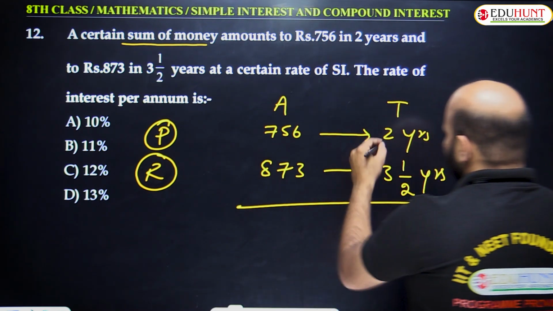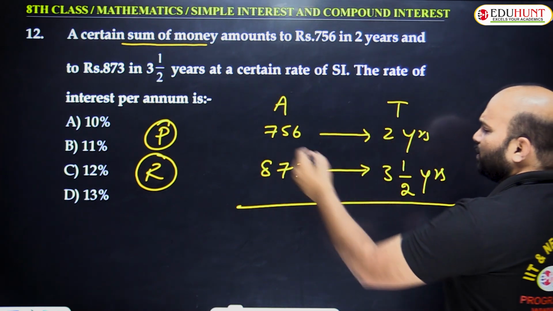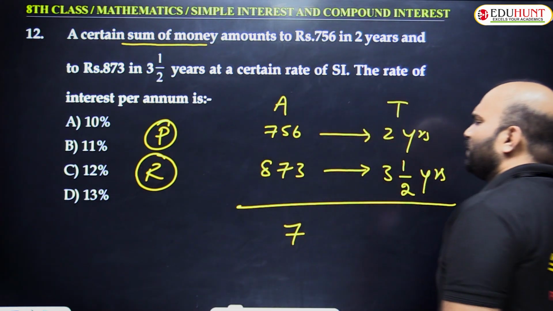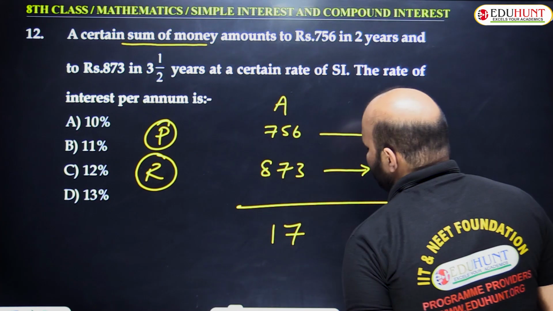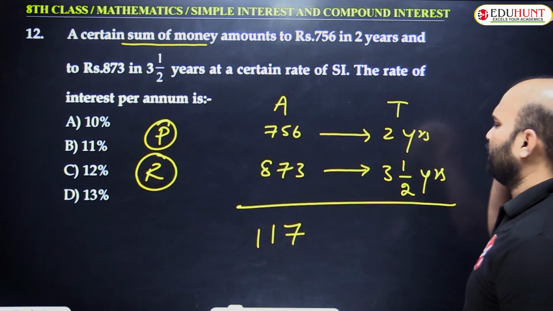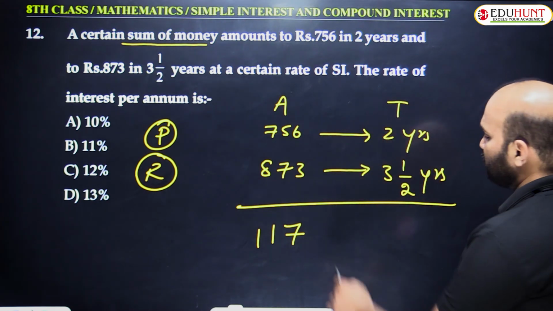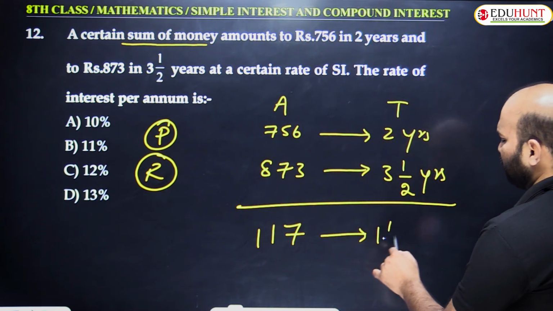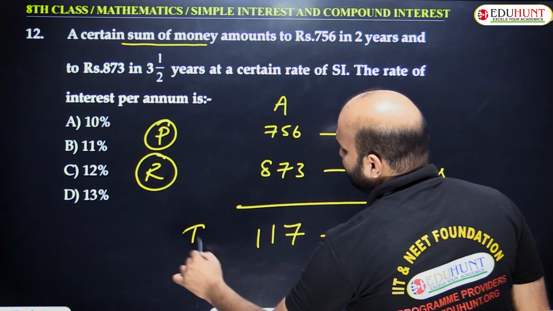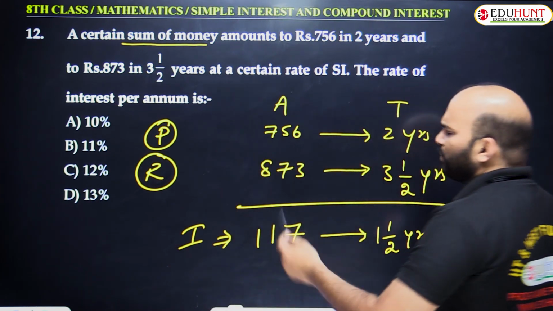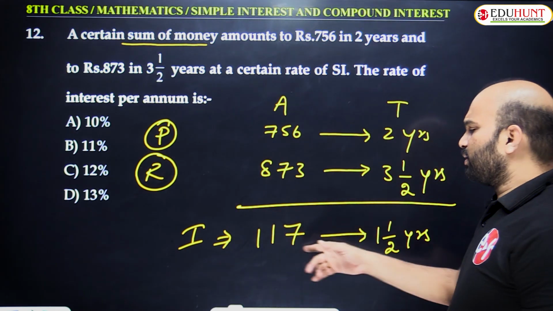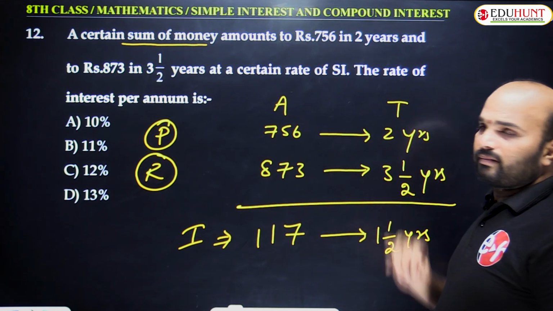Am I clear? So what is the time difference? 1.5 years. What is the amount difference? So 873 minus 756. What is the difference? 117. Am I clear? So 117 is the difference between the amounts. So here the time difference is 1.5 years. The amounts difference is called interest, simple interest. If interest is increased, the amount also increases. So in 1.5 years, how much interest was added? 117. So 1.5 year interest is 117.